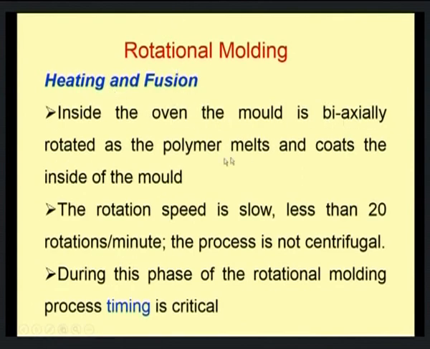Inside the oven, the mold is biaxially rotated as the polymer melts and it will form a coating like film on the inside of the mold. Now, the rotation speed is again an important criterion in rotational molding. Less than 20 rotations per minute is the normal speed. We will see how this speed is going to affect the product. And then the process is not centrifugal. The centrifugal principle is not used here in the product formation. During this phase of rotational molding, the process timing is critical, that is the speed as well as the time for which the mold is subjected to rotation.